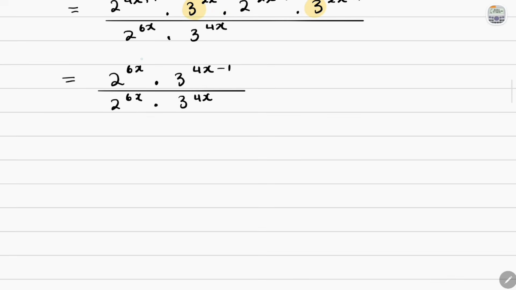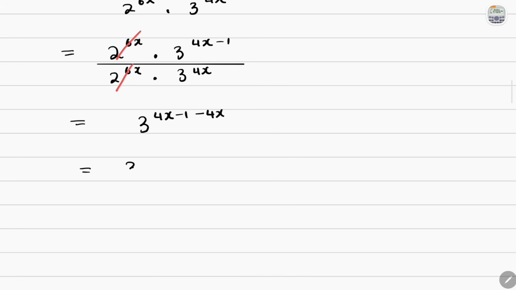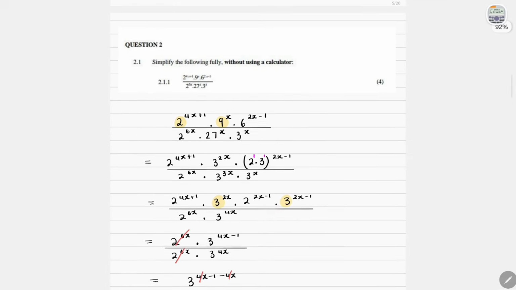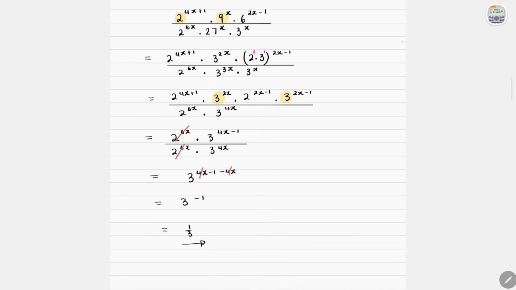Okay, so these are exactly the same, so they cancel. And all you're left with is 3 to the power of, so these are dividing. If they're dividing, you're just going to subtract the exponents. So this is 4x minus 1 minus 4x. And so all we have is 3 to the power of, the 4x and the 4x cancel, negative 1. And 3 to the power of negative 1 is 1 over 3, and that is our answer. And that is it for this question. Moving on to the next question.